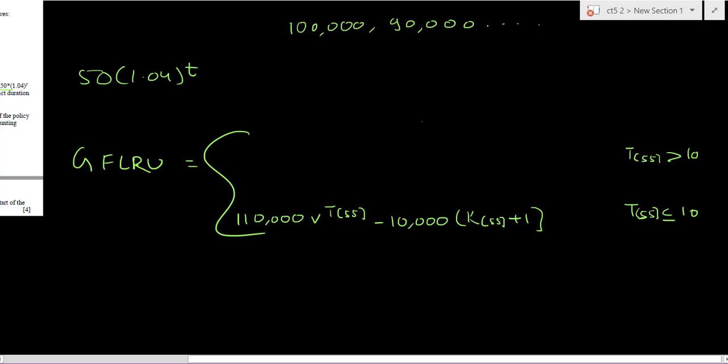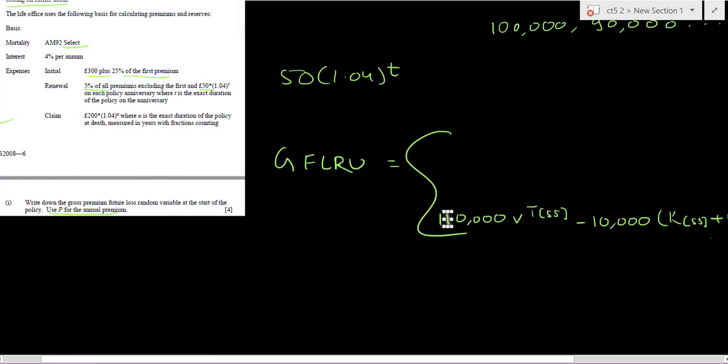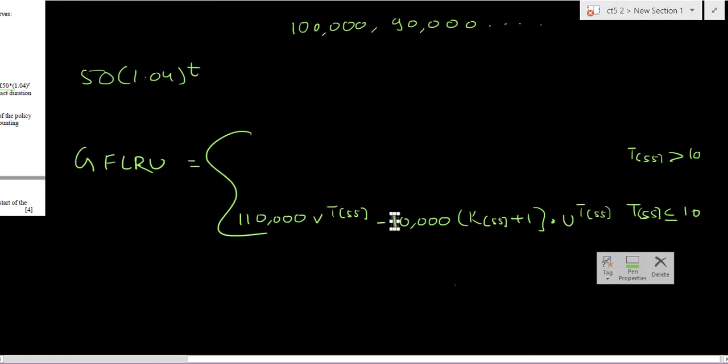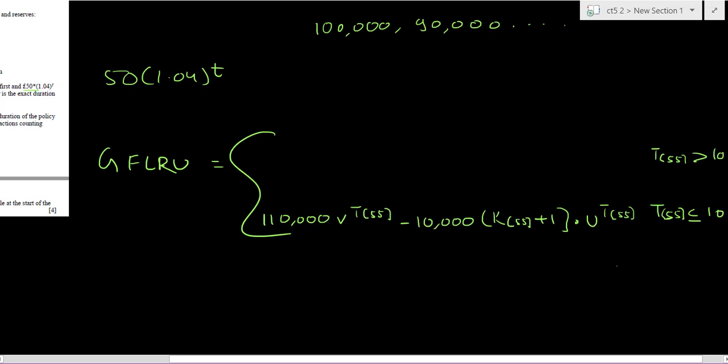In the second year, if he dies, it would be 100,000 minus 10,000, so 90,000, because K55 would be equal to 1 then, so this would be 2 times this. And this also needs to be discounted with a factor of v to the power of K55 plus 1. So it's pretty straightforward how this works. It is quite logical. It is a bit difficult to figure out at first, but it is not illogical, right?